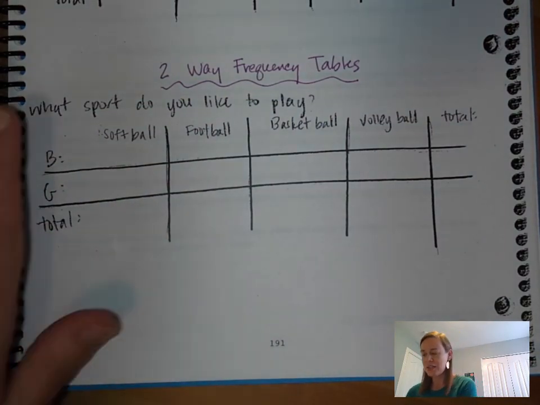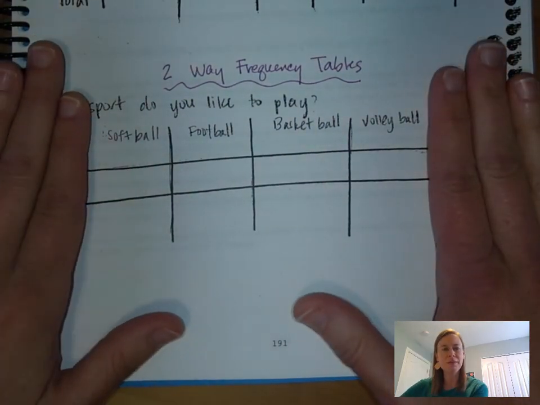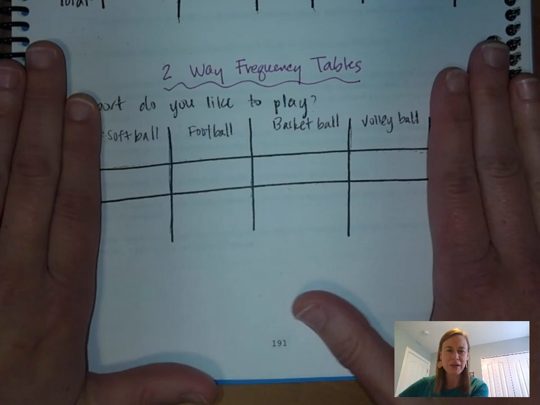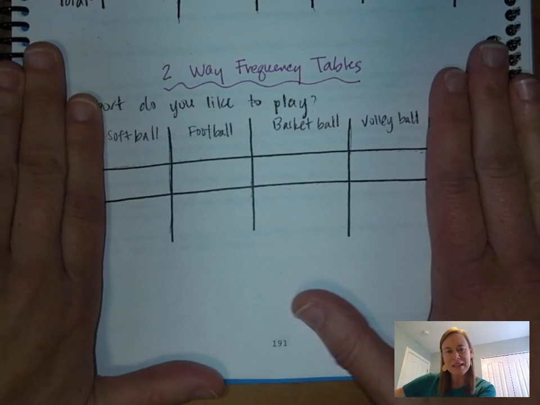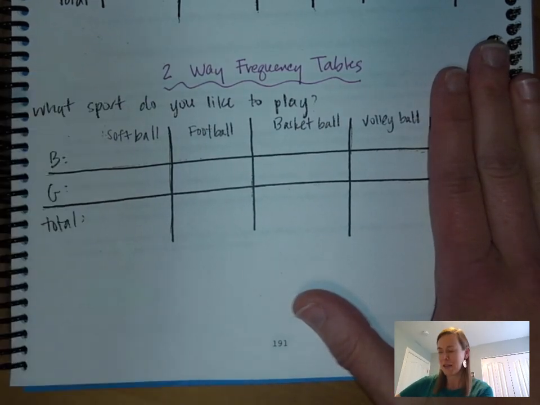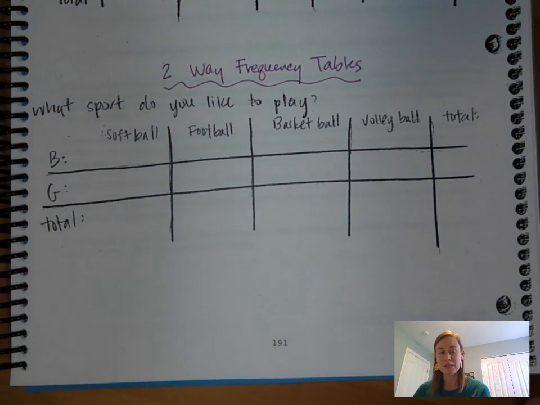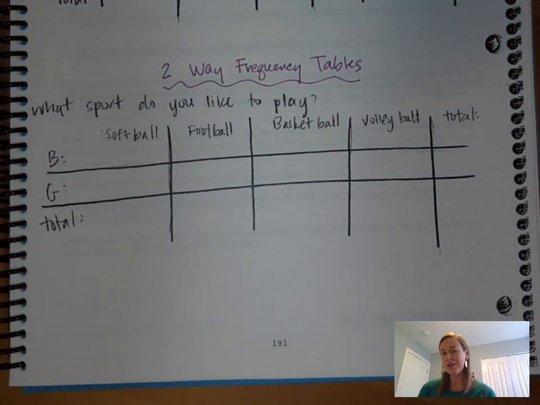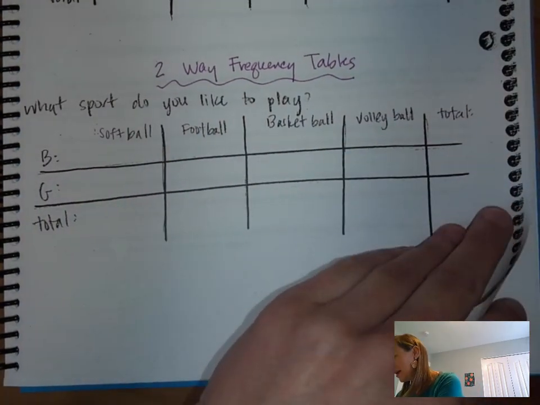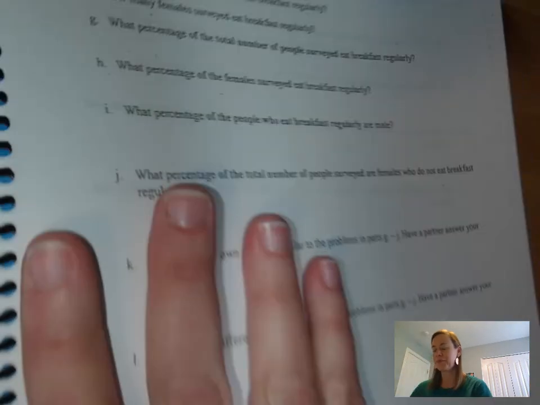Now if you just wanted to present data about what sport people like best, you could put that in a table, right? But when you want to divide that data up more, in this case showing boys and girls and what sports they like to play, a two-way frequency table can be a really great way to go. Let's flip over to a different page and look at a different table.